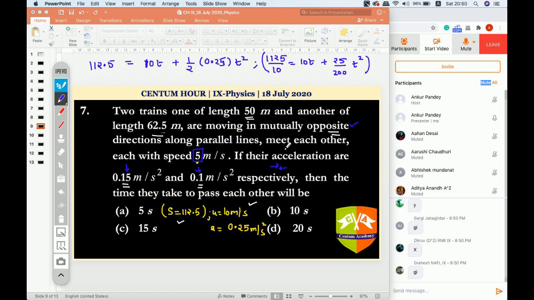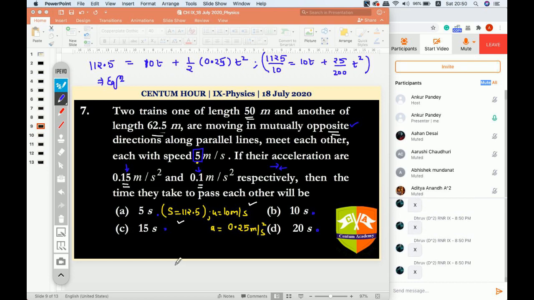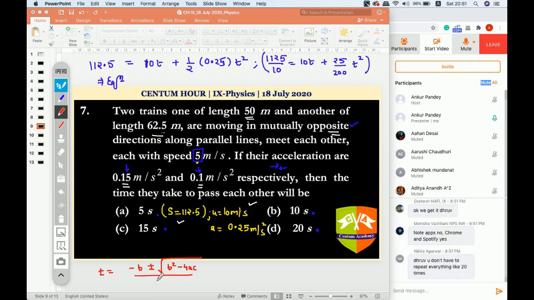Please take the LCM as 200. It will become easier for you. Okay, you will get an equation. No need to solve that equation. That's my suggestion, because options are very much in your favor. Okay, if you want to solve, there is a Sridharacharya rule that T equal to minus B plus minus under root B square minus 4AC whole by 2A. Got it?